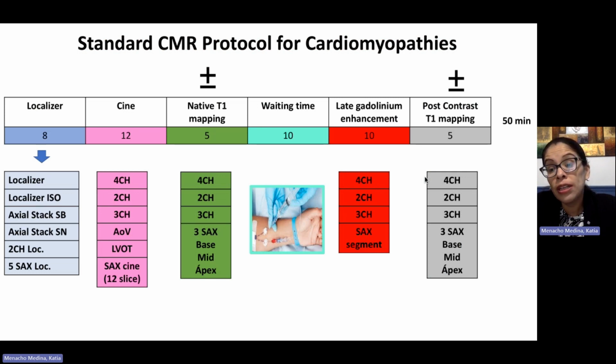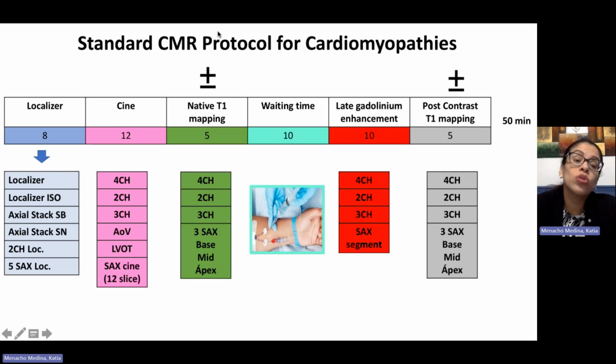So I will now go to the section of my presentation where I show you the standard CMR protocols that we generally have in cardiac MRI. One of the most commonly used is the cardiomyopathies protocol. The average scanning time is around 50 minutes to 1 hour. In general, this protocol needs to assess the function of the heart and also the tissue characterization, with evidence of scarring, to assess the pattern of distribution and also the amount of scarring.